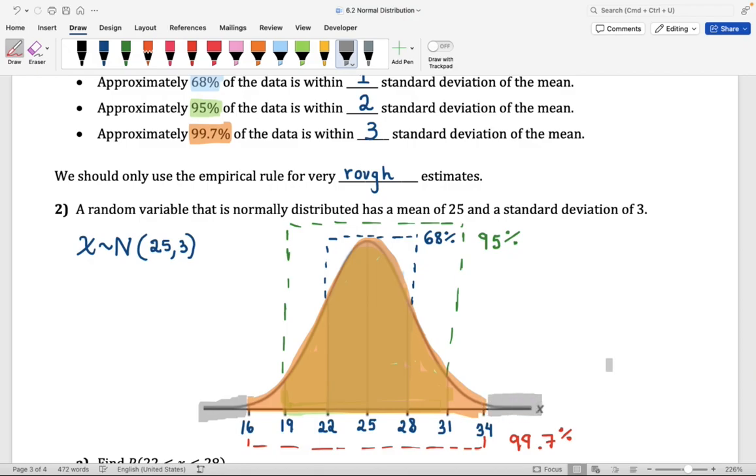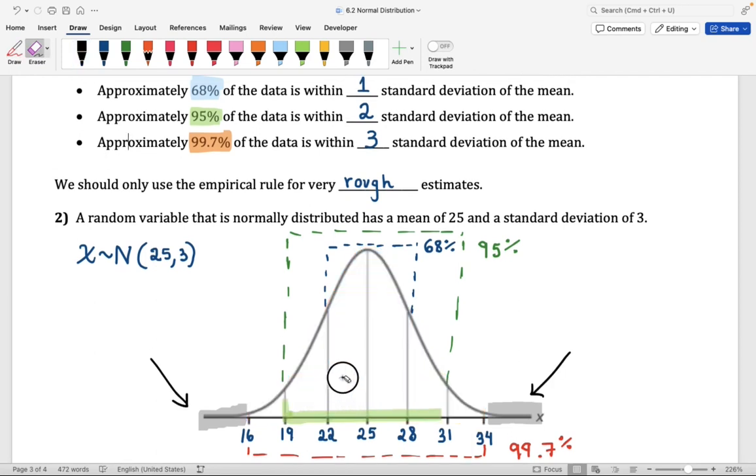Why? Because we know that the area under the whole curve is 1. Within 16 and 34, we only have 99.7% of the area. Again, there's more area here on the left. Okay, we're going to keep that in mind. Now, let me go back. Let me delete all the highlighting that I did.